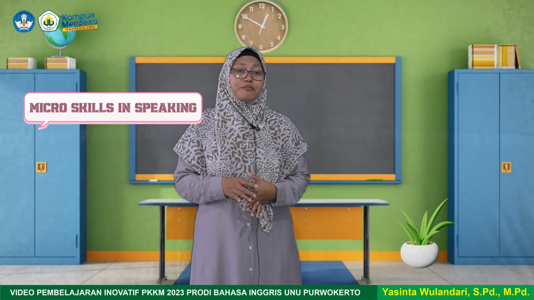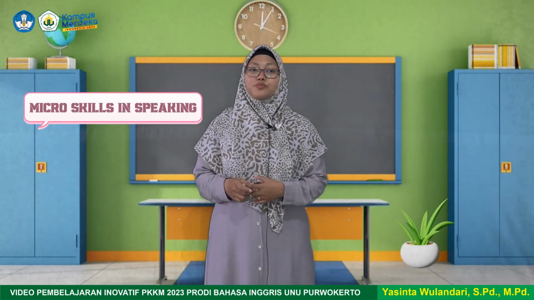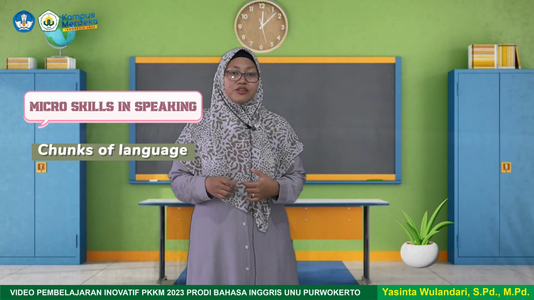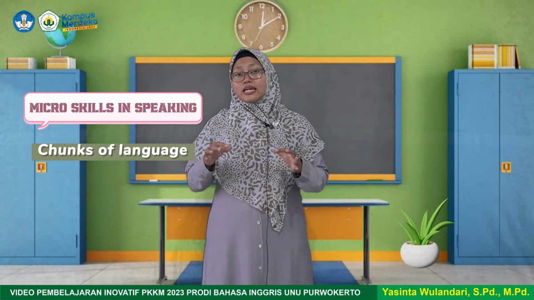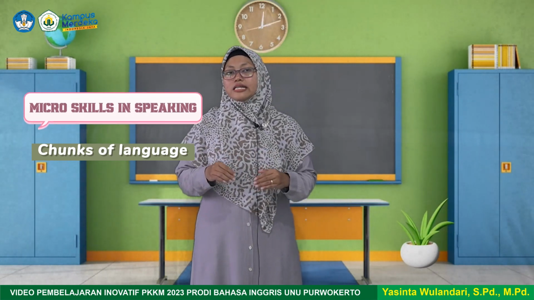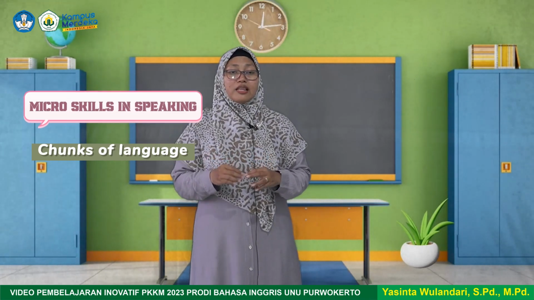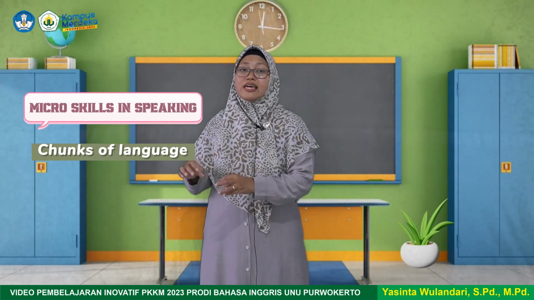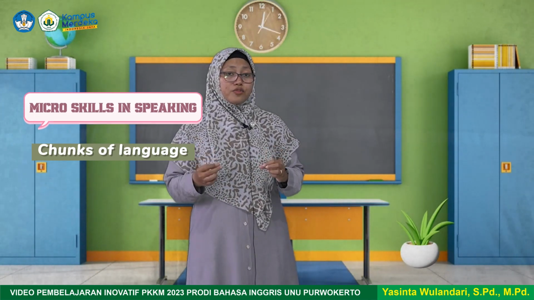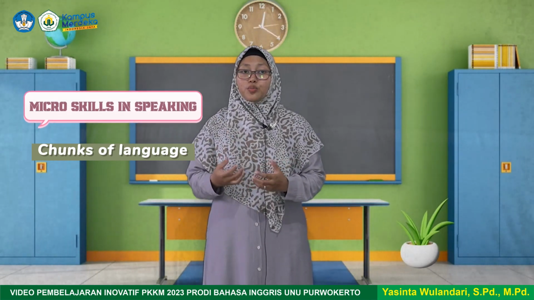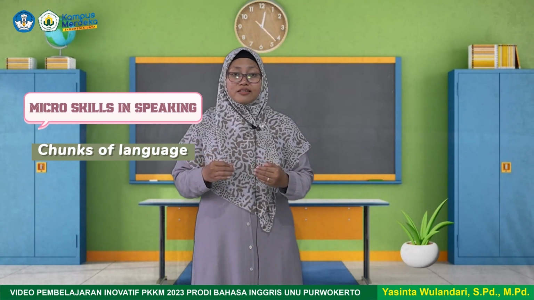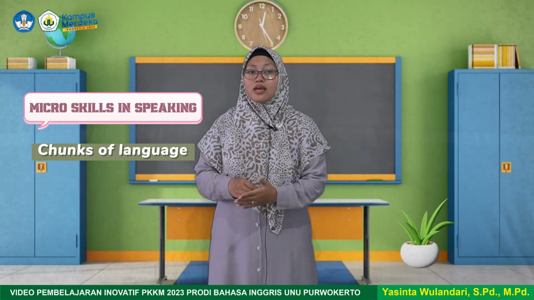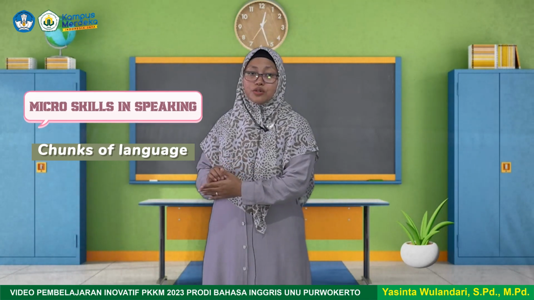The next one is about micro skills in speaking. Brown in 2001 mentioned there are several micro skills that can be done in speaking. The first is to produce chunks of language in different lengths. You know that in English, as in other languages, there are several different lengths of language, like a phrase, a clause, and sentences. It is important for students to be able to produce chunks of language in different lengths so they will understand how to use the chunks of the language correctly.